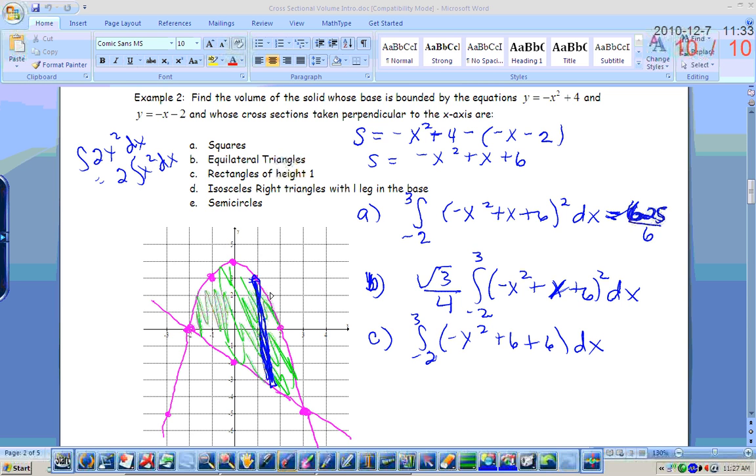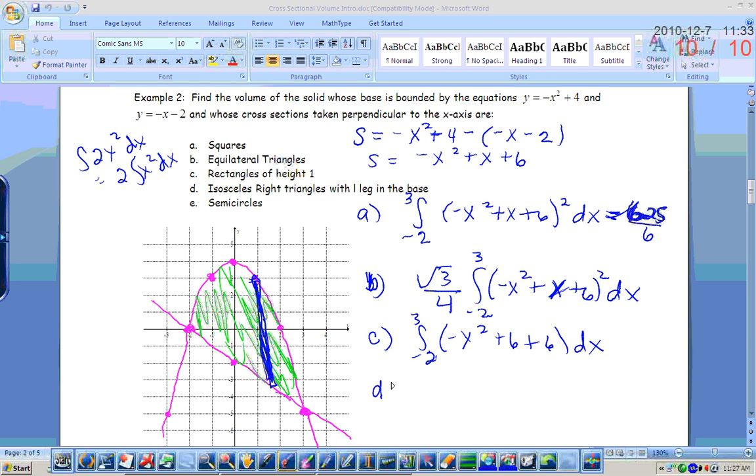I should have pulled down one that had rectangles. If your cross sections are rectangles, then the roof or the height of the building is going to be uniform throughout the whole thing. So if it was rectangles of height 4, then I would just need to stick a 4 out in front of the rectangle because the area would be 4s.